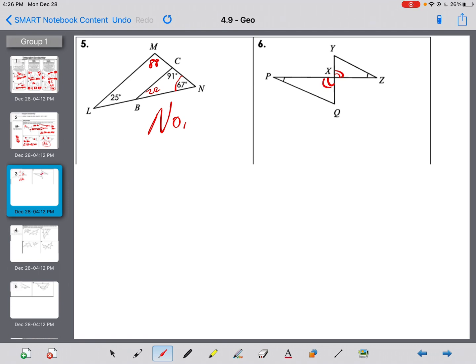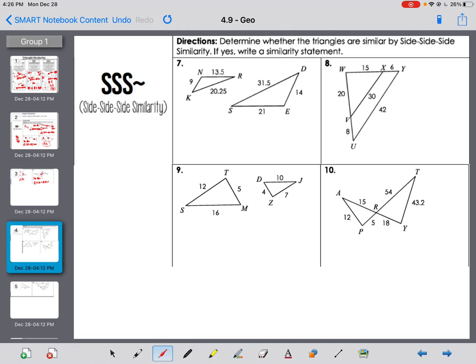Now, with number 6, vertical angles are congruent. So angle YXZ and angle PXQ are congruent. And angle means that they're similar. So we say yes with angle similarity. Very good. And then we just have to say triangle PXQ is similar to triangle ZXY. Boom.